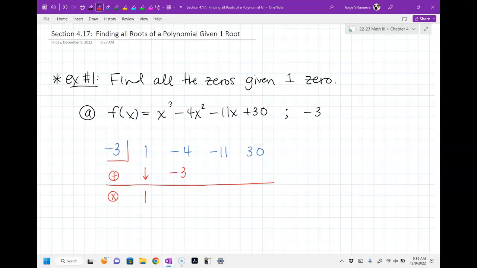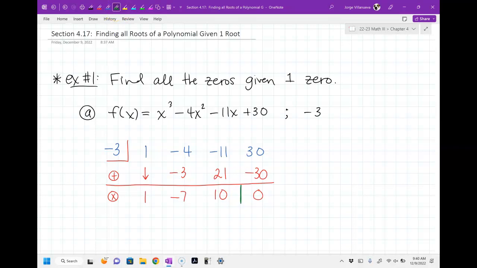And then you add those numbers. So -4 plus -3 is a -7. And then you multiply -3 times -7 is a 21. And then you add -11 plus 21. That's going to be a 10. And then -3 times 10 is -30. And when you add those two numbers, you get a remainder of 0. If you get a remainder of 0, then you know you're doing it right.